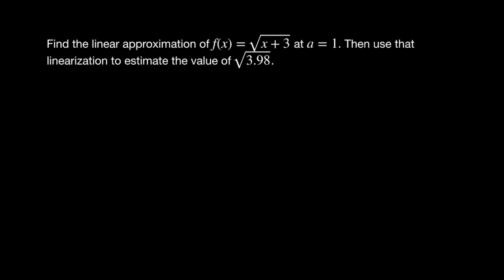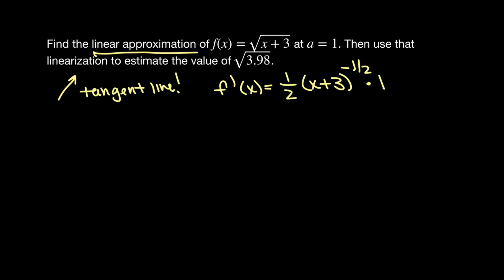Let's find the linear approximation of f of x equals the square root of x plus 3 at a equal 1. So the linear approximation of a function is just its tangent line. To find the equation of the tangent line, we first have to find the slope, or the derivative. Square root of x plus 3 is x plus 3 to the 1/2. So I brought down the 1/2, and I got 1/2 times x plus 3 to the negative 1/2.